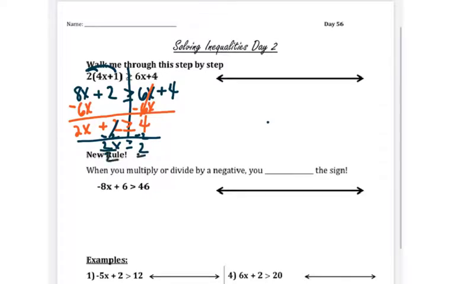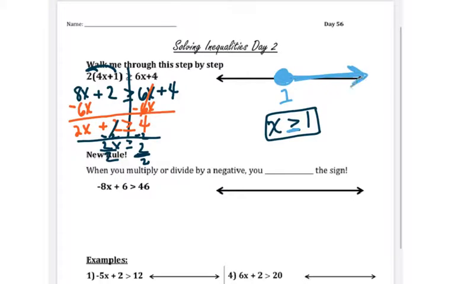We get x by itself by dividing by 2. So my final answer is x is greater than or equal to 1. I can graph that on a number line. I'm going to put a 1 in the middle of my number line. I'm going to circle it. There's a line below, so I'm going to color in my circle. It's pointing to the right, so I color to the right. That means the x's could be 1 or any number greater than 1. It could be 2, it could be 3, it could be 4.